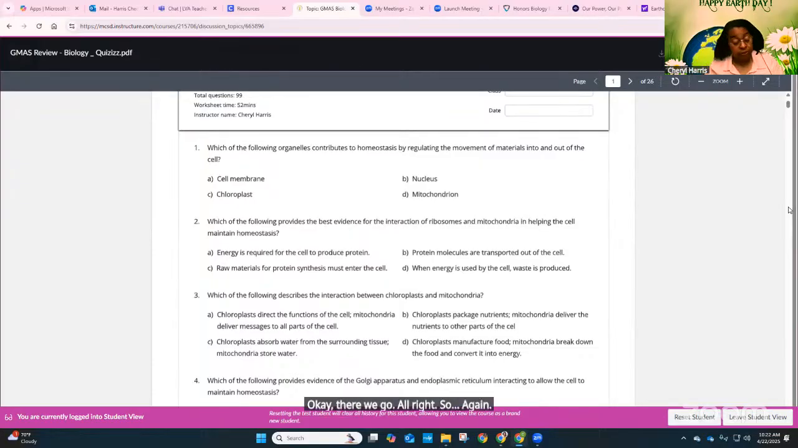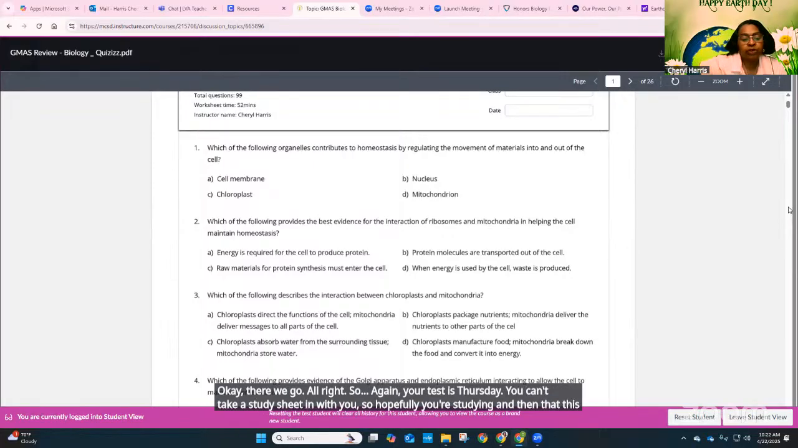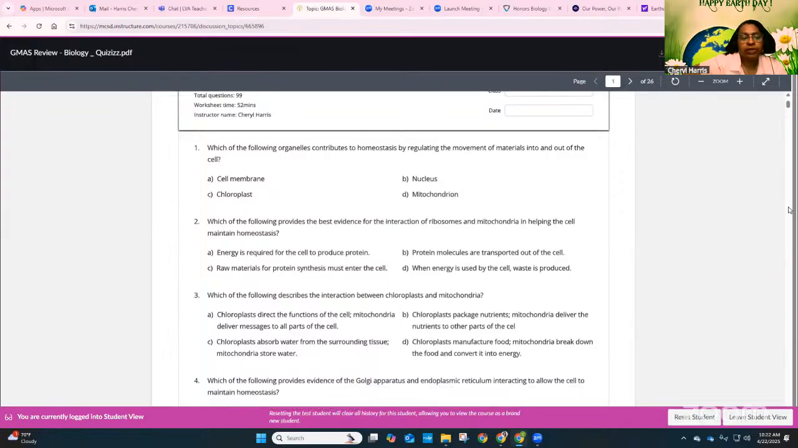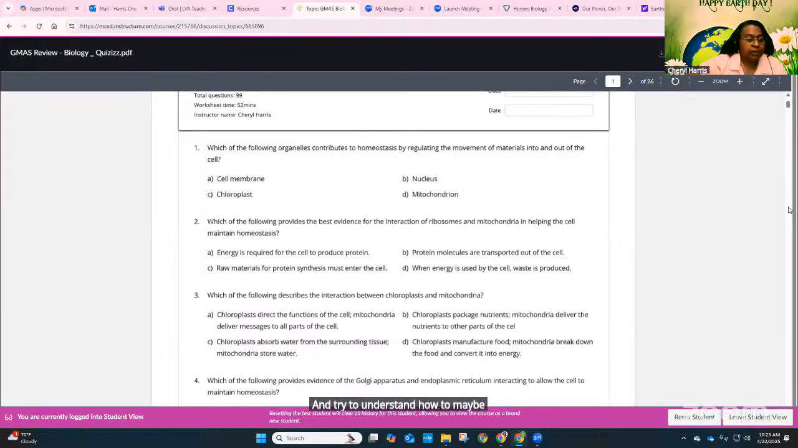Again, your test is Thursday. You can't take a study sheet in with you, so hopefully you're studying, and then this page will assist you greatly in your studying for the test. I will discuss the answers with you as to why, because understand these are not the questions. You will have questions like this, and you need to know how to think about the question, how to interpret the vocabulary, look at what it is asking you for, and try to understand how to maybe guess at the correct answer if necessary, because you understand the question.